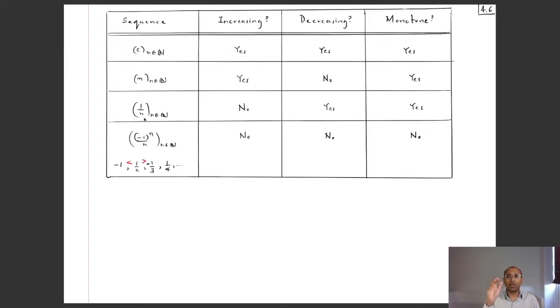Now let's look at the sequence 1 by n. So you have 1, half, a third and so on. So it's clear that the sequence is strictly decreasing. But it's not increasing. And is it monotone? The answer is again yes, because it's decreasing.